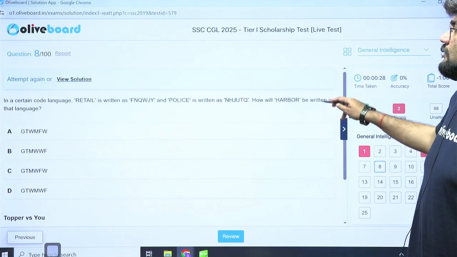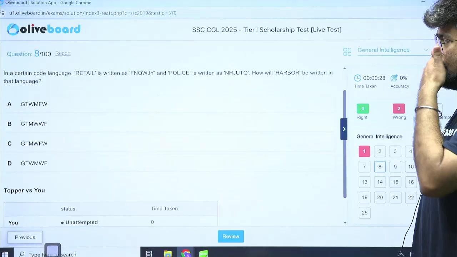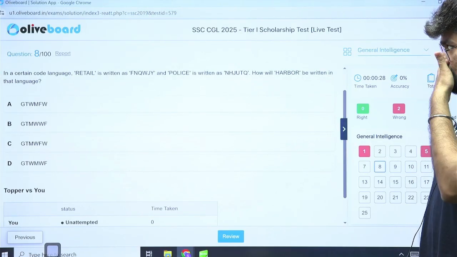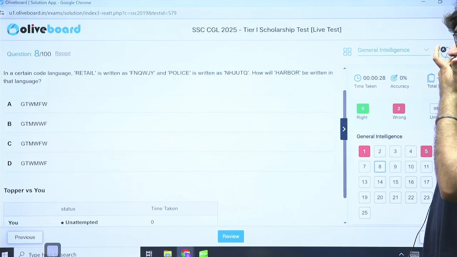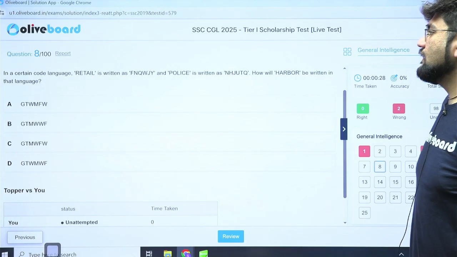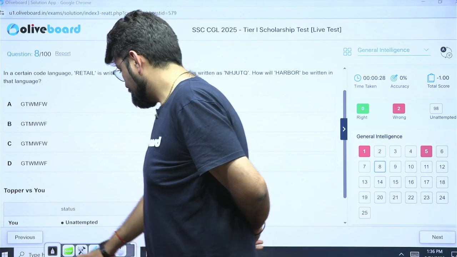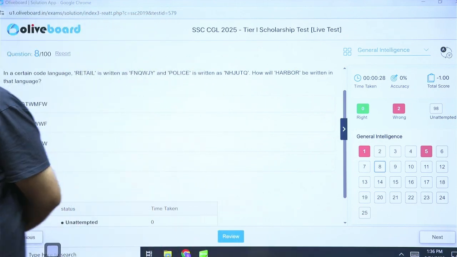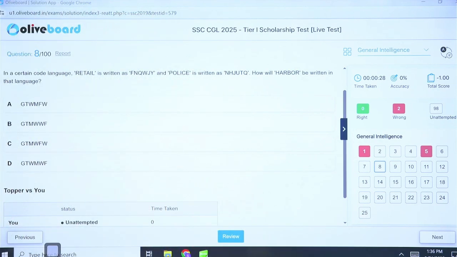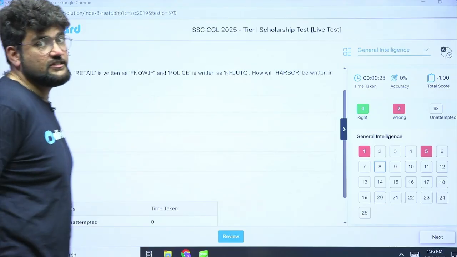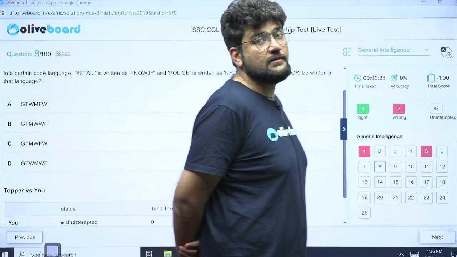Next. In a certain code language, retail is written as FNQWJY and police is written as NHJUTQ. Then how will harbor be written? This is a very interesting question, and this seems to be difficult because of a particular reason. If you observe this question, for the first time in SSC CHSL Tier 2, a similar question was asked.